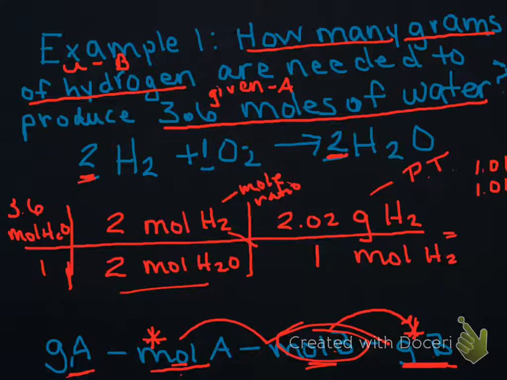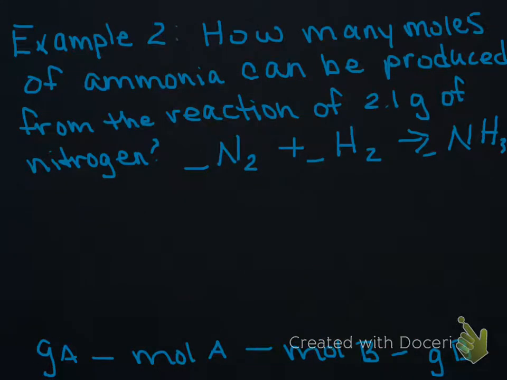Now, if I plug this into my calculator, I'm going to take 3.6 times 2 times 2.02 divided by 2. And that gives me 7.23 if I round. And that's going to be grams of hydrogen. Okay, so there's that problem. Let's do another example.